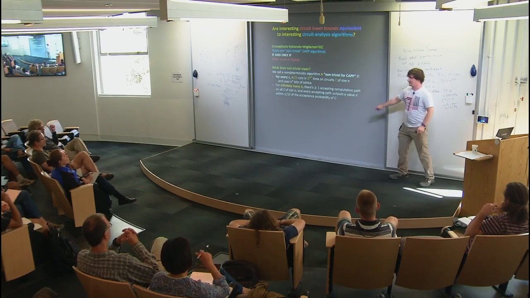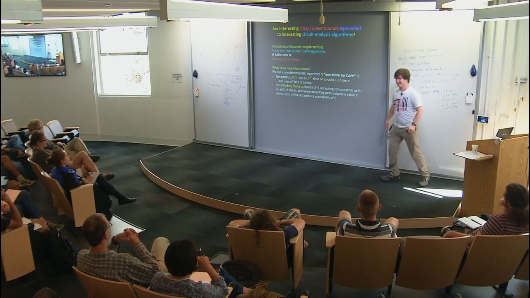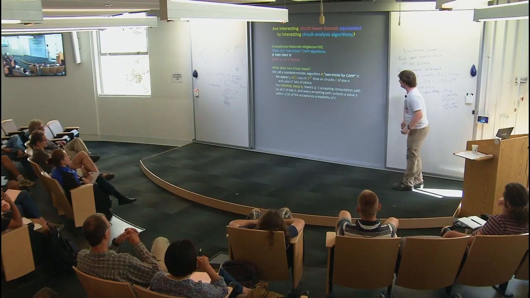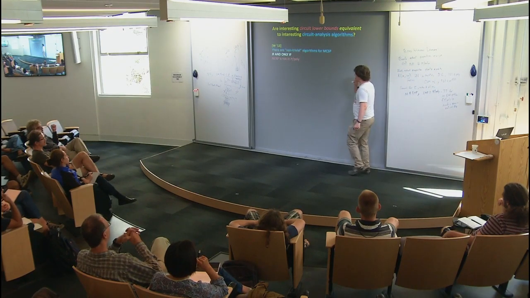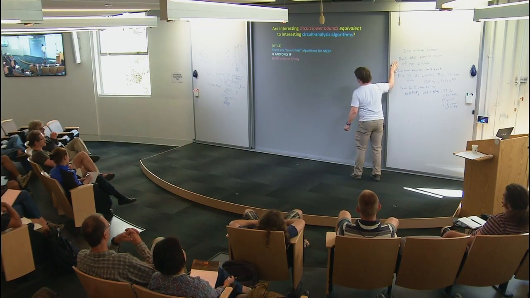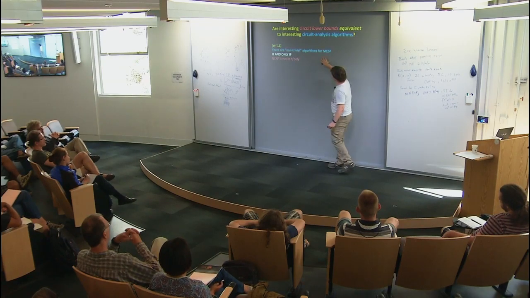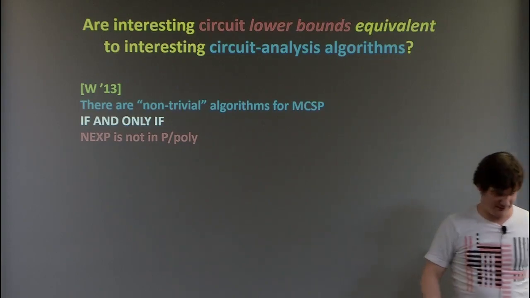Okay, any more questions about this statement? Okay, so something I proved, which I believe is supposed to be equivalent to this, is: there are non-trivial algorithms for the minimum circuit size problem if and only if NX is not in NP/poly.